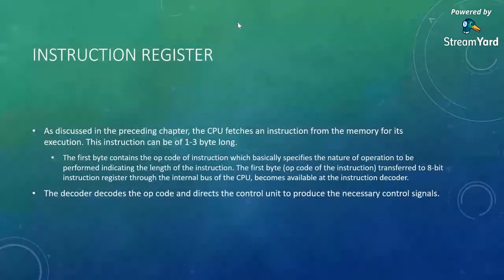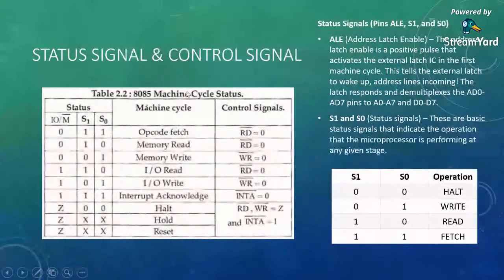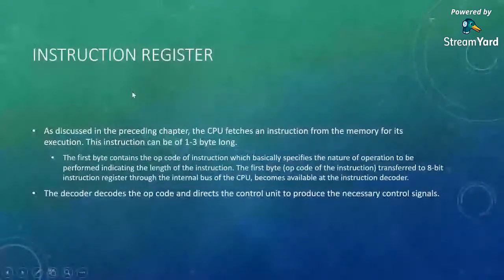The first byte contains the opcode of the instruction, which basically specifies the nature of the operation to be performed, indicating the length of the instruction. The first byte, we call it the opcode of the instruction. It is transferred to the 8-bit instruction register through the internal bus of the CPU, so it becomes available at the instruction decoder. The decoder decodes the opcode and directs the control unit to produce the necessary control signals. So this is the status signal and control signal from the instruction register.